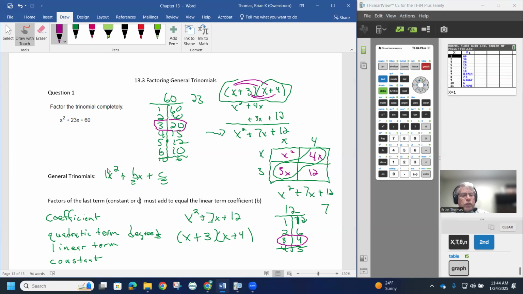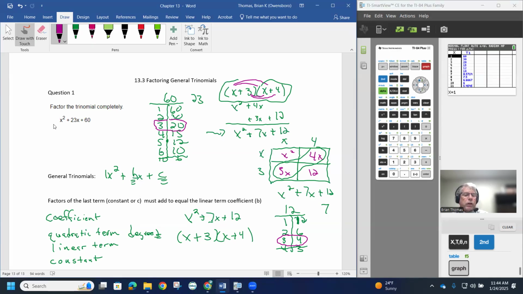So if the coefficient of the x squared is 1, all I got to do is focus on the factors of the 60. But the catch is they have to add up to the linear coefficient, which is that 23, or in other words, the b. So the factors of the c must add up to the b.